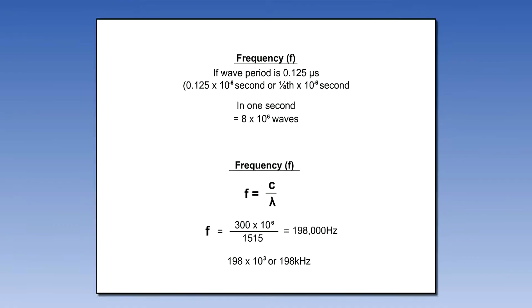Let's try one more, but this time we know the wavelength, 1515 meters, and we want to find the frequency of the wave. Transpose the formula so that frequency is the speed of radio wave divided by the wavelength, which is 198,000 Hz, or 198 times 10 to the power of 3, which we call 198 kHz.